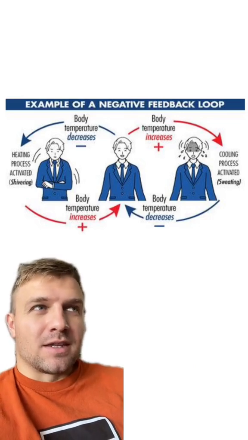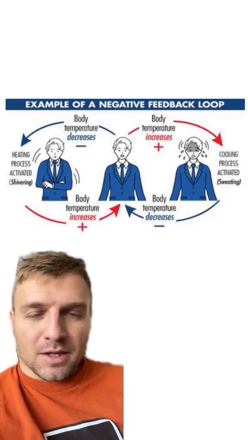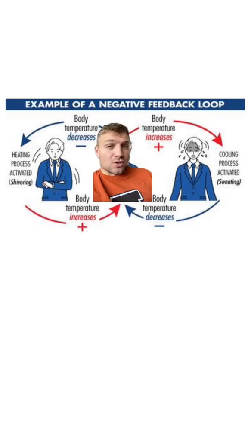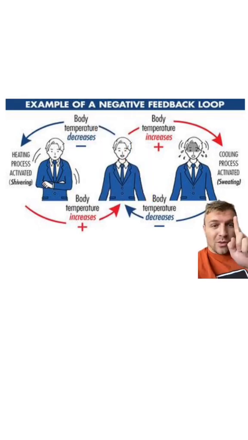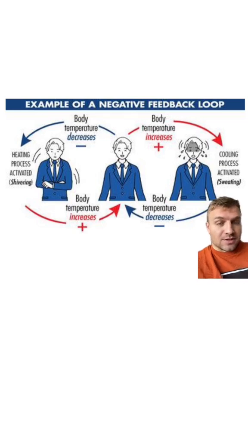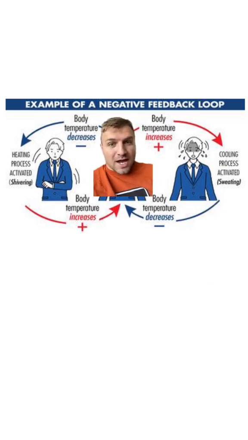I love using body temperature as an example of a negative feedback loop. When you're too hot, your body starts to sweat. When you sweat, you cool down, decreasing your body temperature. And when you cool down, you stop sweating. So this is a negative feedback loop.